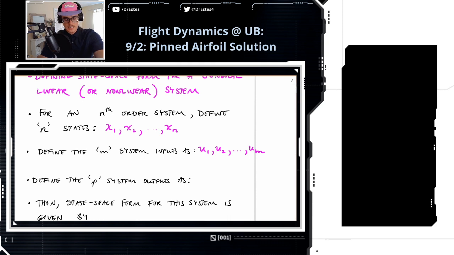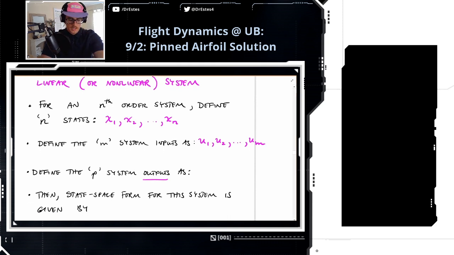And then you have p system outputs, and when we're talking about system outputs, these are sensor measurements usually. In real life, you rarely have access to the states themselves. You get measurements from sensors, and then from there you estimate what the states might be. But just think of outputs as information you're getting off of sensors. Won't m and n be the same? No, they don't have to be the same.